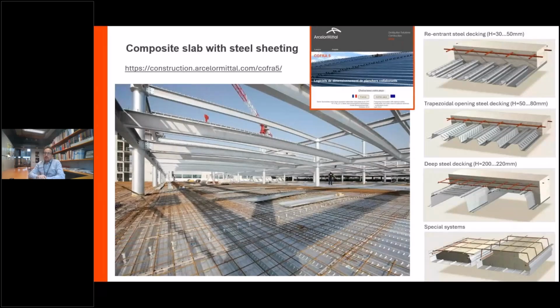There are several types of sheeting: re-entrant steel decking, trapezoidal steel decking, deep steel decking, or other special systems. Here I put the reference from Arcelor Mittal, but on the market there are several products, and you can use composite beams also with other products. To have a design, we at Arcelor Mittal offer a quite detailed design software called COFRA 5, and I put the link there in case you want a detailed design of these kinds of systems.